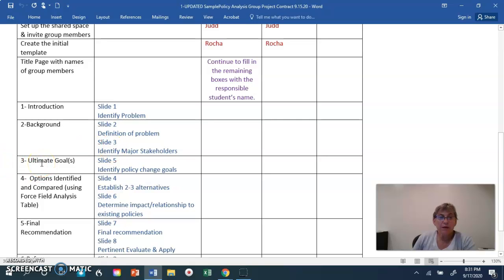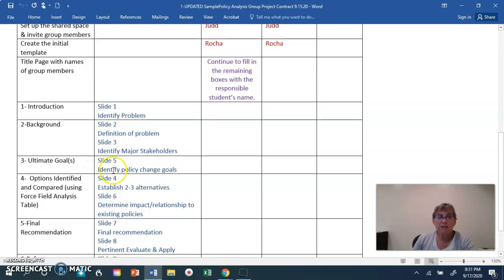So number 3 is the ultimate goals, and that was the equivalent of slide 5 on the original document. Again, you don't have to resubmit this, but I just want you to know what it is that is expected. It's not a PowerPoint, but an actual written short policy brief, probably 2 to 3 pages.